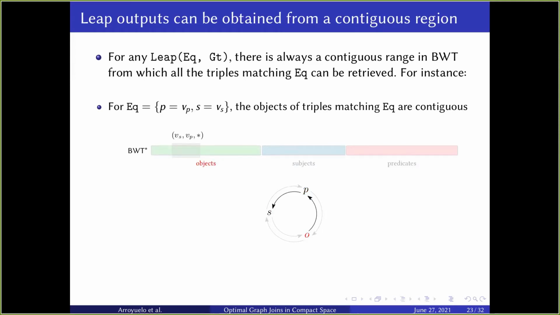When you have two equality constraints, then you can also show that there's a contiguous region of the BWT where you find either all the objects, all the subjects, or all the predicates of the triples that exactly match the pair of equality constraints.